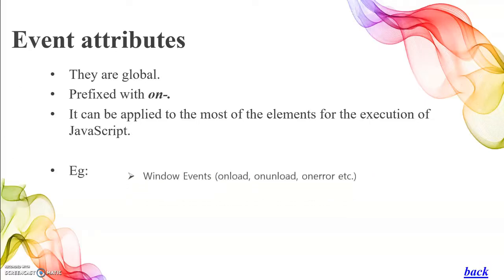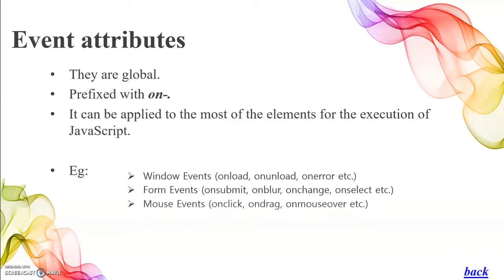Event attributes are onload, onunload, onerror, that are categorized into window events. Onsubmit, onblur, onchange, onselect. They are categorized into form events. Onclick, ondrag, onmouseover. These attributes are available under mouse events.